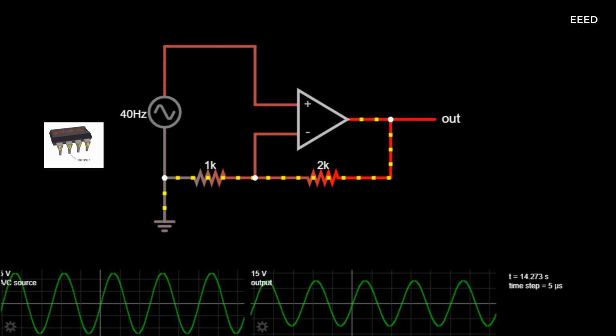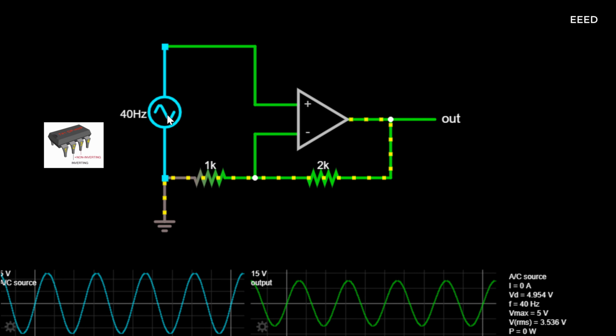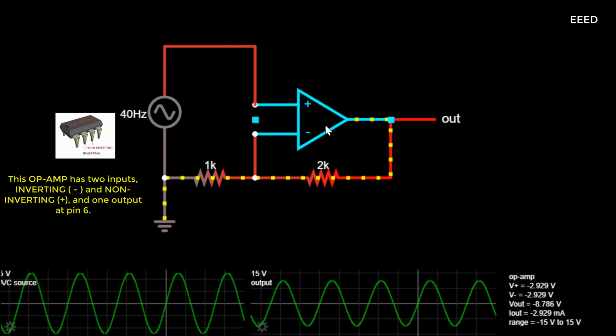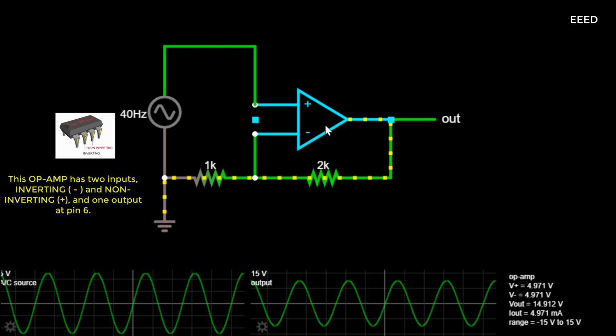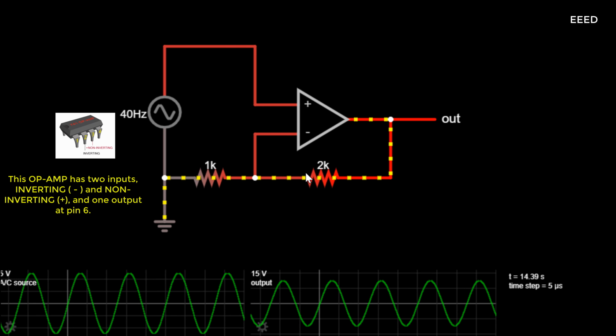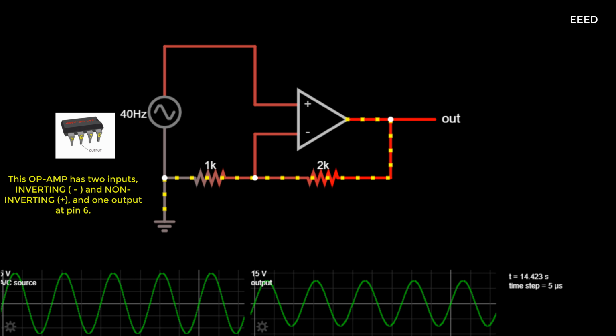This amplifies the input without inverting it, multiplying the voltage by 3, using an op-amp. The op-amp attempts to keep its two inputs at the same voltage. One is at the input voltage, so for the other one to be the same, there must be a voltage drop across the 1k ohm resistor equal to the input voltage.